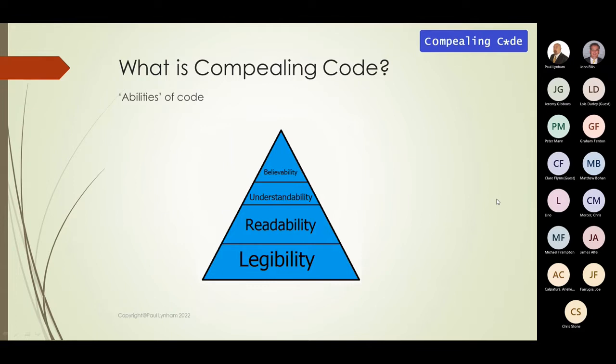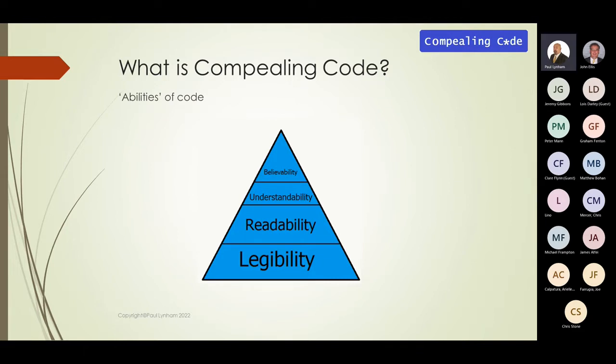Okay, so what is compealing code? Well, to look at that, we need to look at the abilities of code, and this is a sort of a traditional perspective on code. So we have a triangle or a pyramid with ascending abilities. At the bottom we've got legibility, which is fairly straightforward. As long as your editor has got a contrast between the font and the background, you should be able to read the characters on your screen.